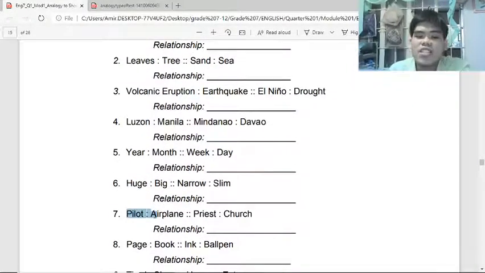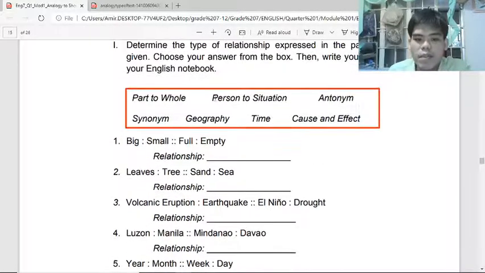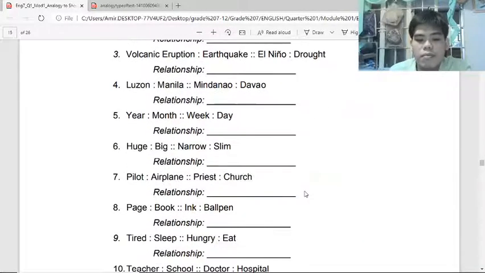Next, pilot is to airplane and priest is to church. So we have here a person and his workplace. A person again and his workplace. Where does a pilot work? In an airplane. Where does a priest preach? In a church. So the relationship is person to situation.